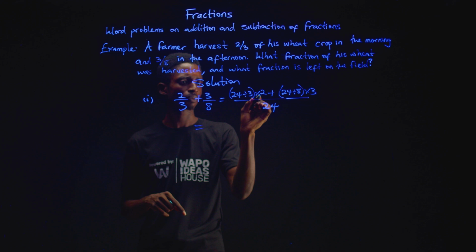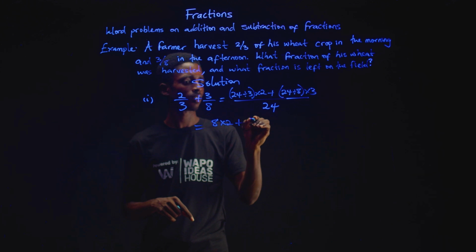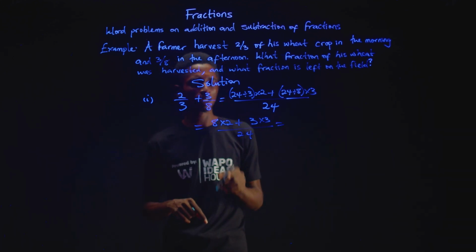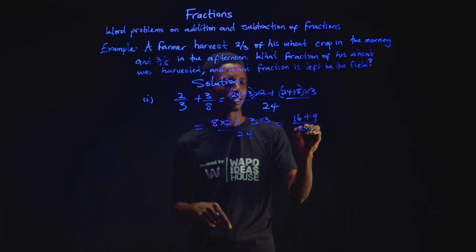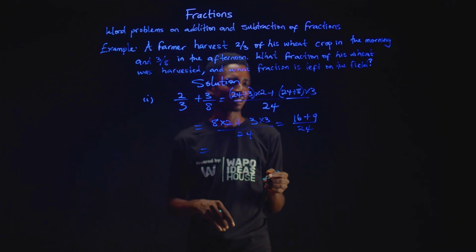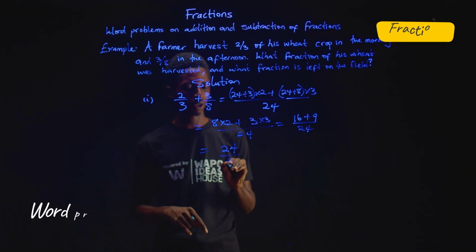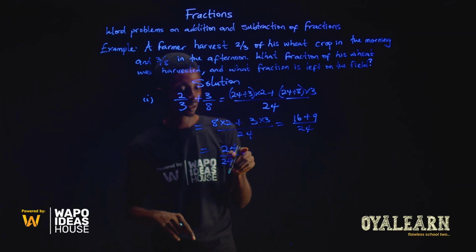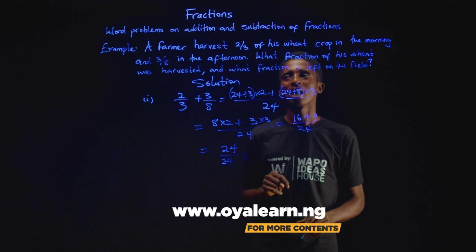So here we would have 8 times 2 plus 3 times 3 over 24, which would give us 16 plus 9 over 24. Now, what is 16 plus 9? That is 24. So we have 24 over 24. And when we bring this, now we know the total amount of the wheat that was harvested.